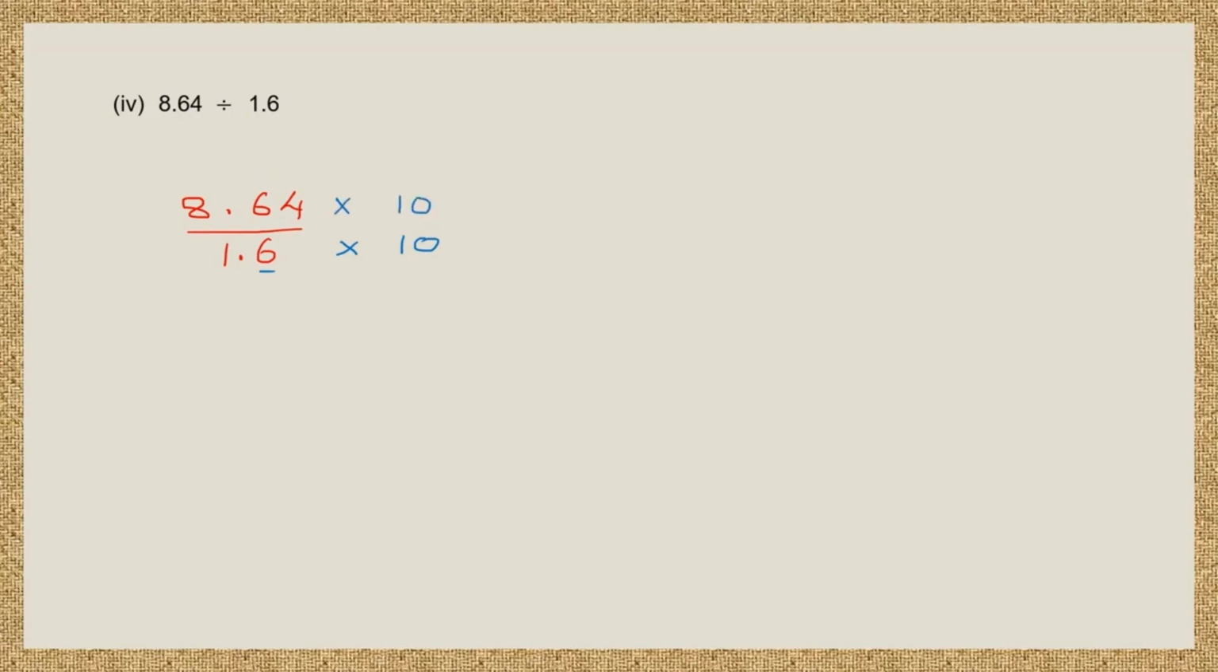Now let's see what we get. When I multiply by 10, the point moves one place to the right. So it becomes 86.4 divided by 16. So now let's do normal division. 86.4 divided by 16. Okay, now 16 into 4. 6 fours are 24, carry 2, 4 ones are 4, 5, 6, I've got 64.